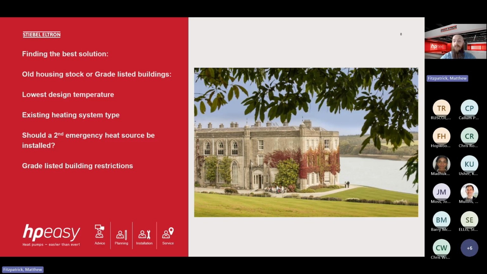And then the installation took place, the oil was removed, and the ground source heat pumps were installed, and it's saved a huge amount on running costs, but also we've been able to take a grade listed building, install renewable technology, and if we look at the picture, we cannot tell if it's fossil fuel or ground source or renewable technology on this property.